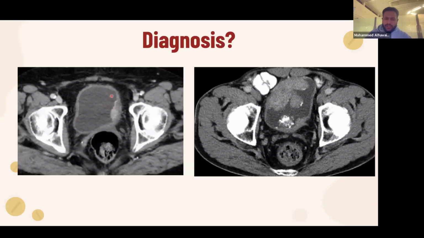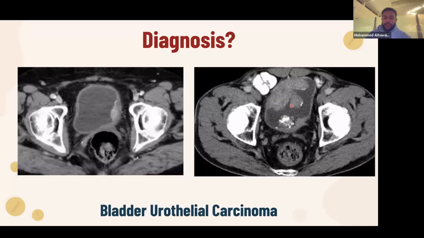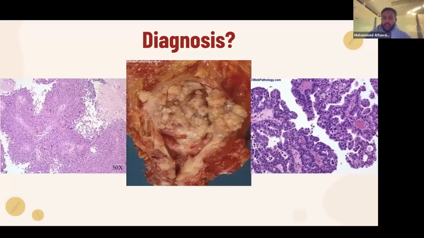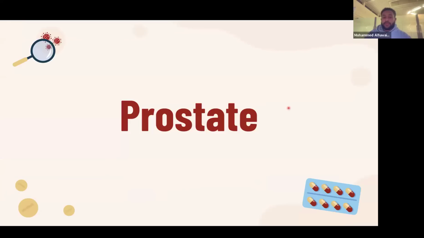Here it is in imaging. You can see a filling defect, and then you can see some calcifications and very ugly signs on CT. This is bladder urothelial cell carcinoma. Now over here, it usually looks like a fungating mass on gross imaging. And you can clearly tell there's some necrosis and anaplastic cells occurring here. And then here you can clearly tell that it is papillary. So that's basically urothelial carcinoma.